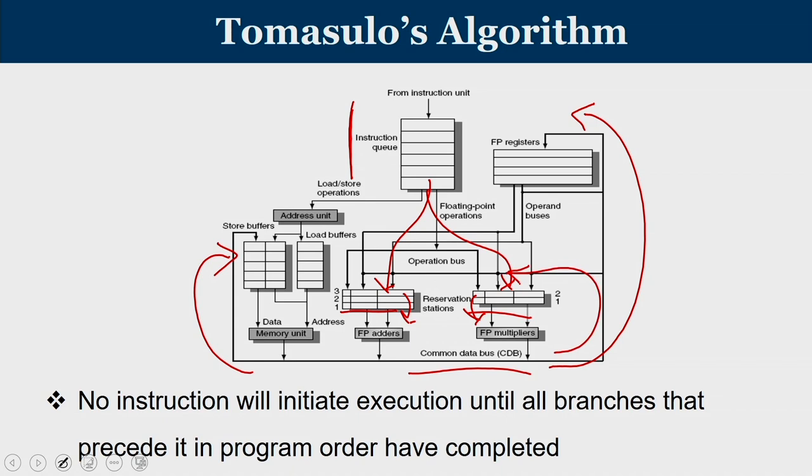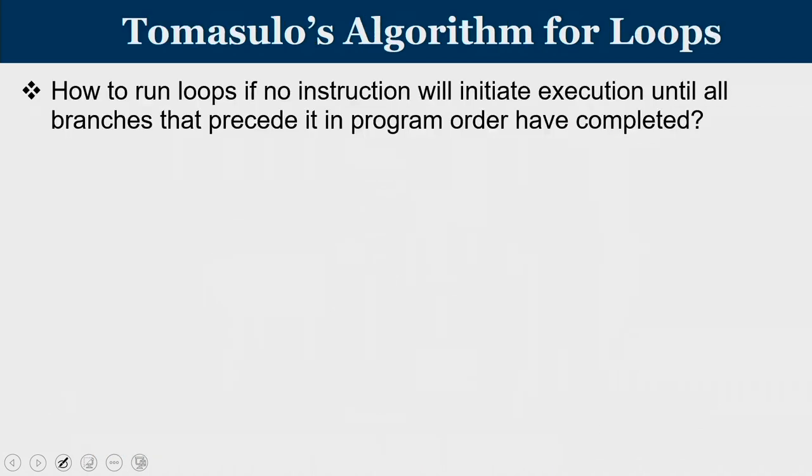We have seen that no instruction will initiate execution until all branches that precede it in the program order have completed. If the reservation station associated with a functional unit is not free, it is considered a structural hazard and issue will be blocked. Once the issue is blocked, all other pending instructions are also blocked. Tomasulo's algorithm for loops.